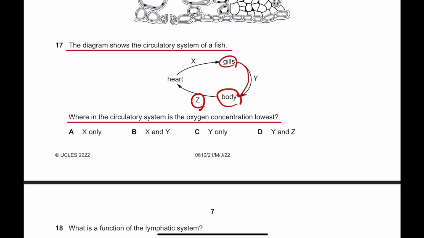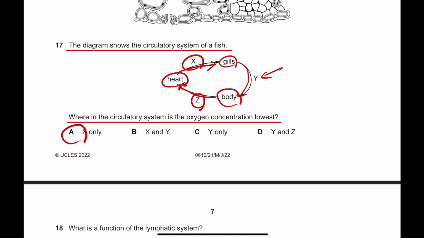But if you look at X, the blood that contains less oxygen now goes to the heart, and then probably some of the oxygen that is left in the blood will be used up by the heart, and then goes to the gills to become oxygenated. So X is where the oxygen concentration will be the lowest.